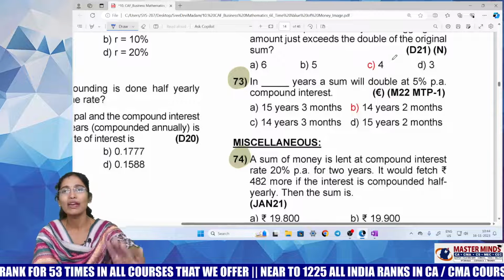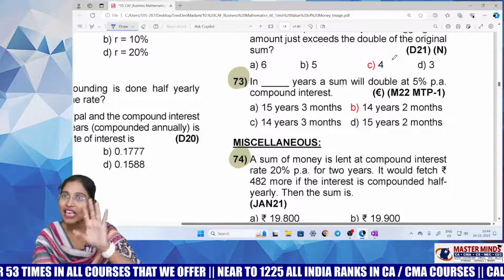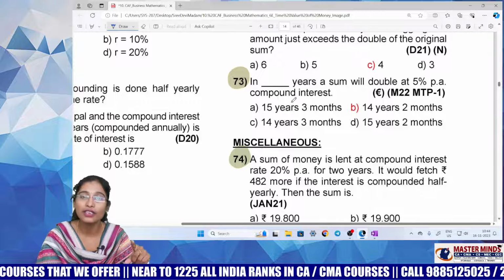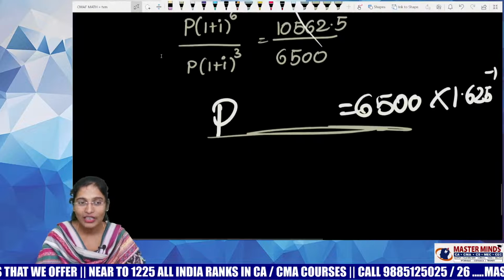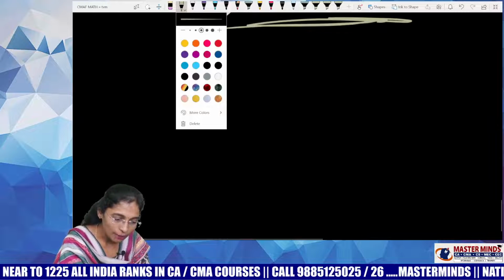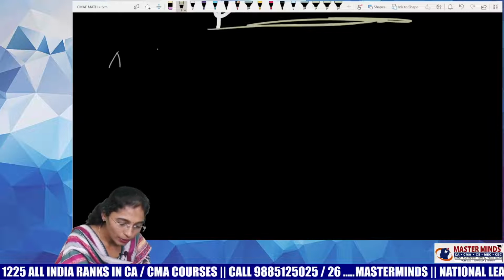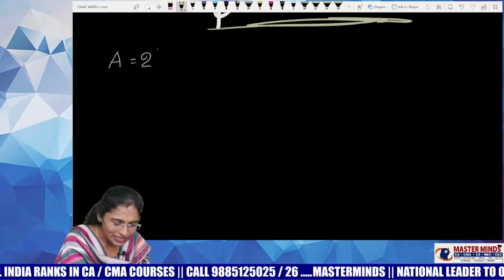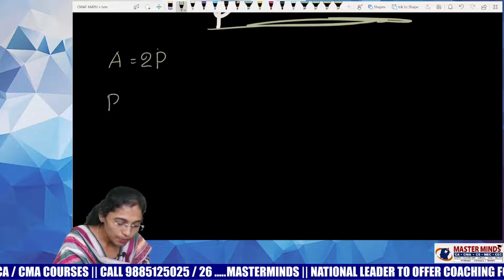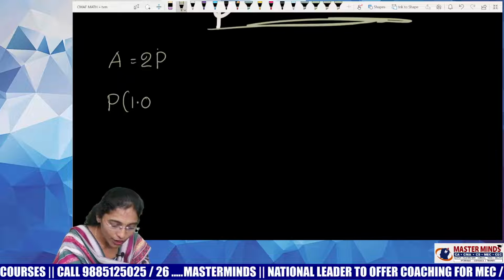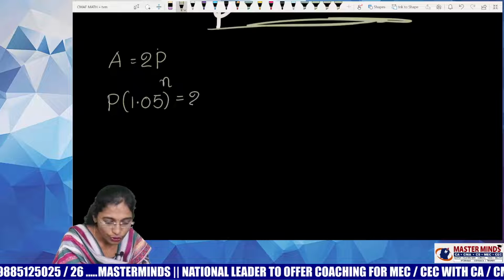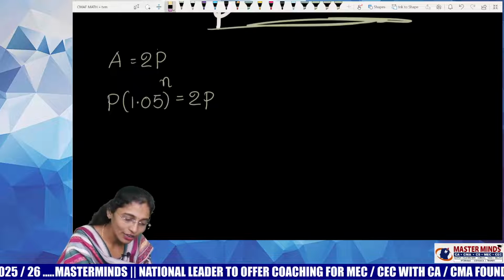So yeah, months calculation is required, guys. I'll tell you months calculation elaborately. Look at this: in dash years, a sum will double at 5% compound interest. Guys, while explaining simple interest also, I told you, a sum doubles, right? Sum doubles means amount equals 2P. This is the only thing that I'll write. Amount formula is P into 1 plus I. Rate of interest is 5%, no? So 1.05 whole power n equals 2P. Who are going to be cancelled on both sides?